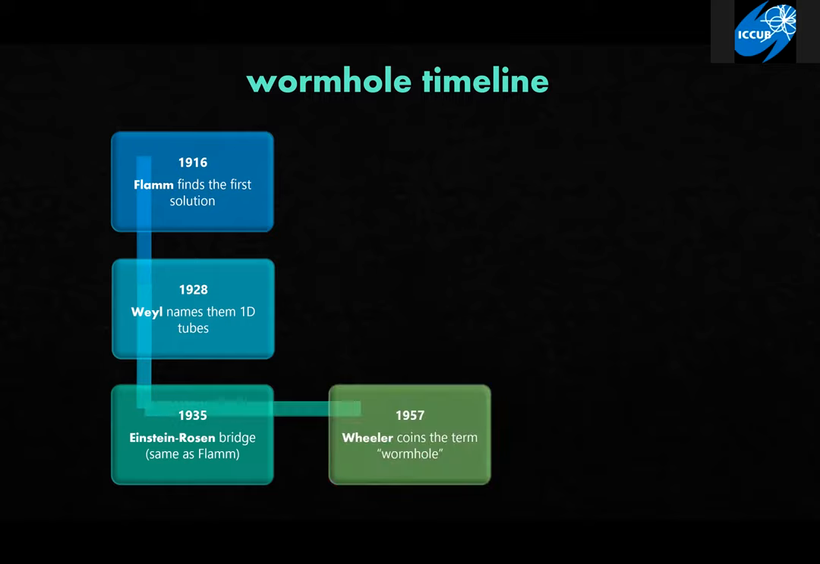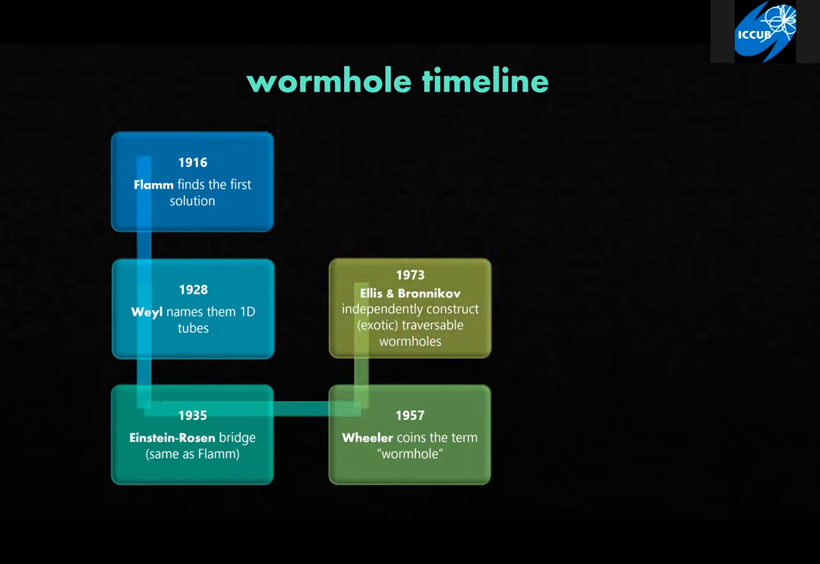And a couple of decades after that, we come to the modern day term for wormholes. Wheeler in 1957 coined the term wormhole. Shortly after that, we have the first constructions of traversable wormholes. These were done independently by Ellis and Bronnikov. And you see here that it says exotic traversable wormholes. That just means that they use some matter that wasn't known at the time, and nor is known today, really. They just needed this exotic type of matter in order to fulfill certain energy conditions, as we will see later on.